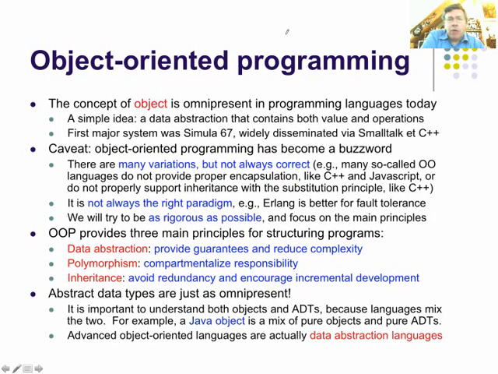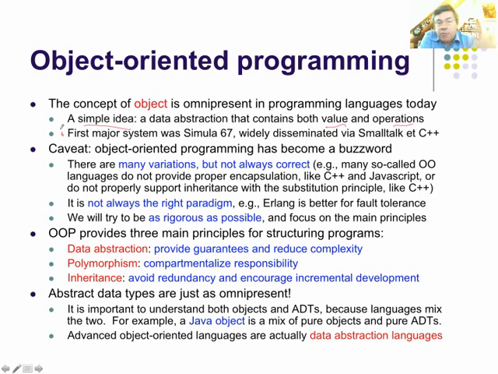This lesson is about object-oriented programming. The concept of an object is omnipresent in programming languages today. It's a simple idea, a data abstraction that contains both the value and the operations together. And the first major system that made this idea popular, that showed how you could build a complete programming system based on this idea, was Simula 67.